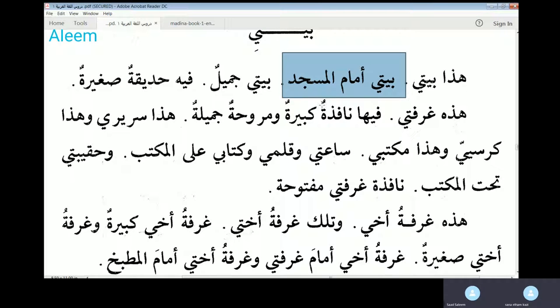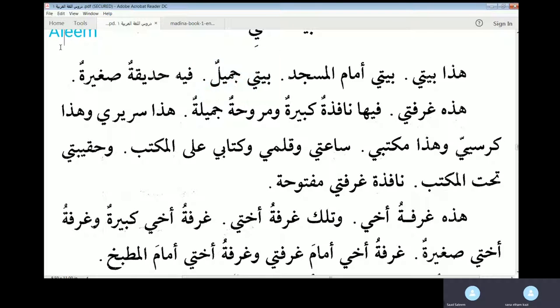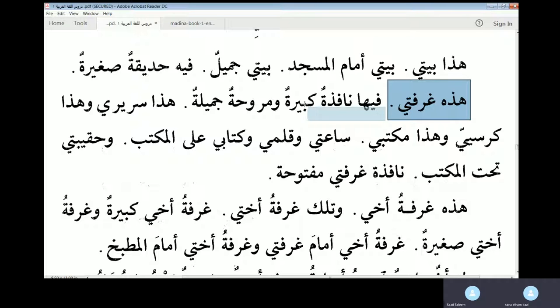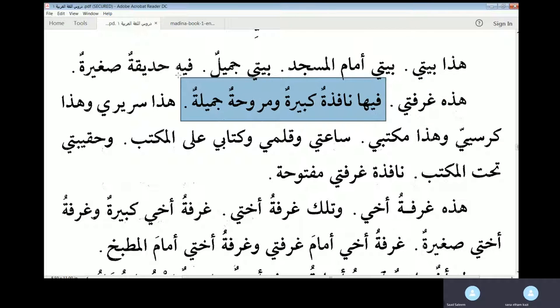Amamal Masjidi. My house is in front of the masjid. Baiti Jamilun. My house is beautiful. Fihi Hadiqatun Saghiratun. In it is a small garden. Hazihi Ghurfati. This is my room. Fiha Nafizatun Kabiratun. In it is a window, a big window.